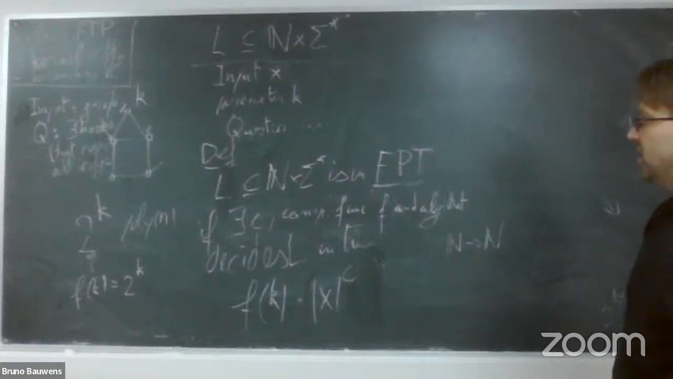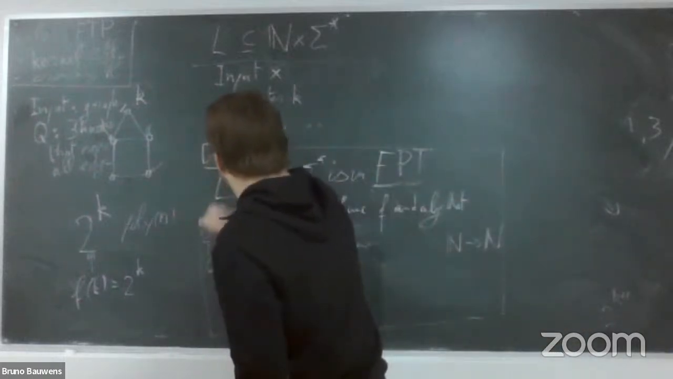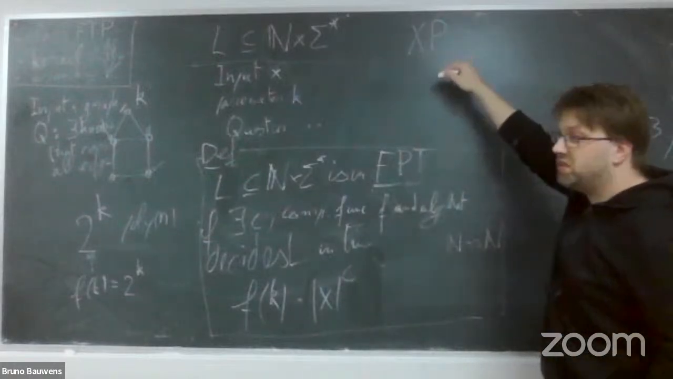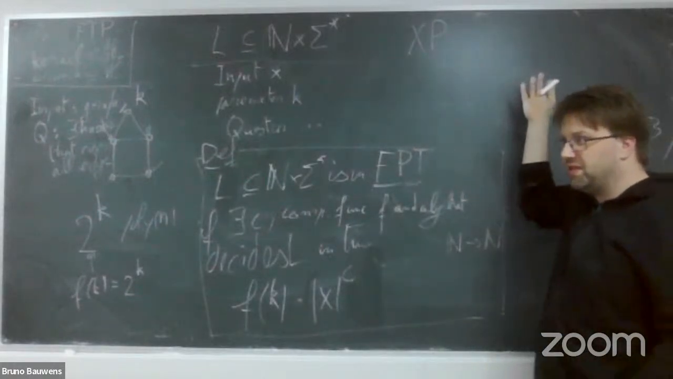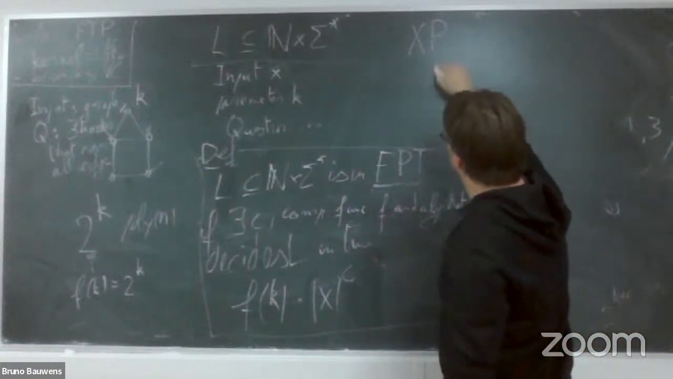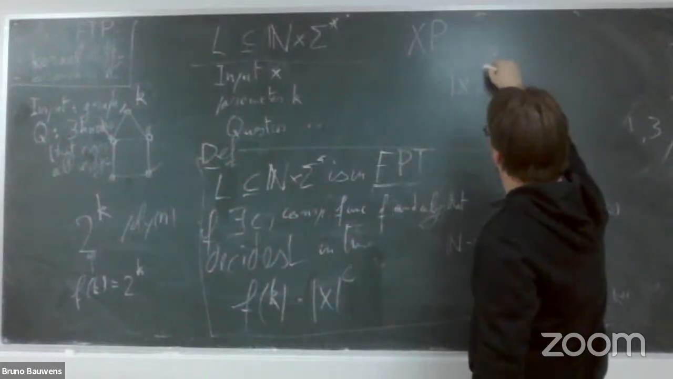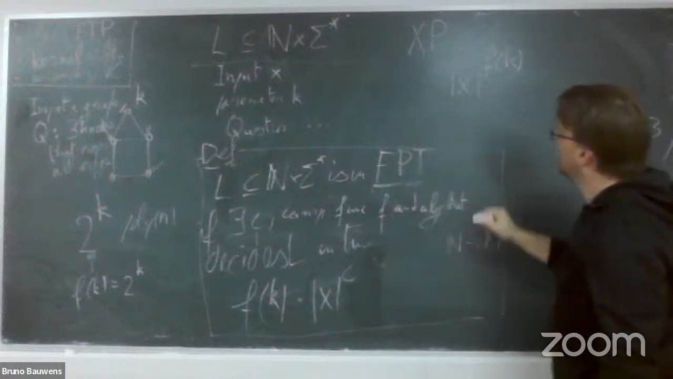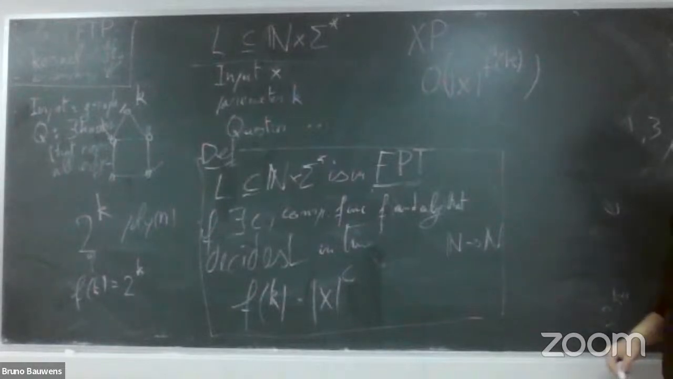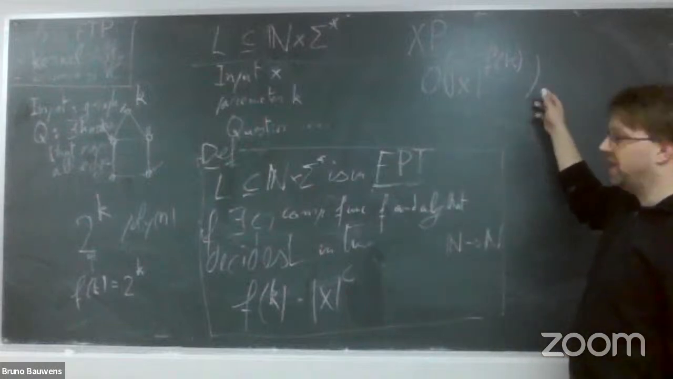Okay. So there is another class. You don't need to remember it, but it may be nice for comparison. There is a class XP. It's called slice-wise polynomial. They add X because there were no other letters left. It means that it's solvable in time x to the power f of k. Maybe I should add big O. So the same definition, just larger. This is called slice-wise polynomial.